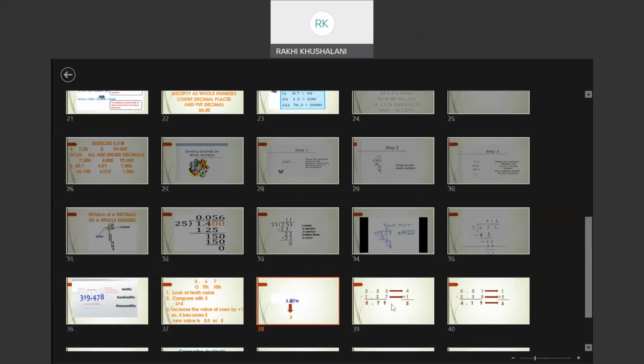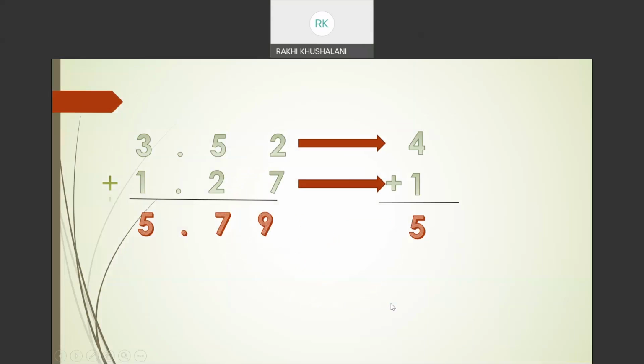3.52, 1.27. Nothing, no worries. Look at this 10th value. It is equal to 5. Add 1 to this 3, it becomes 4. Yes, it becomes 4 whole number. This 2 is less than 5, so nothing is going to change here. It's going to remain as it is, that is 1. 4 plus 1 is equals to 5.